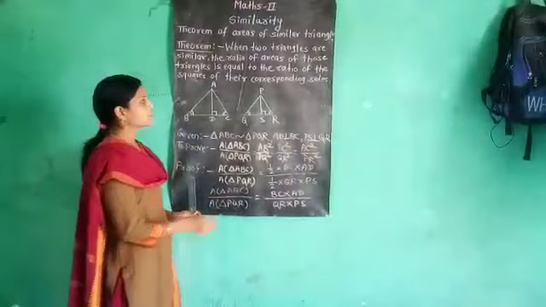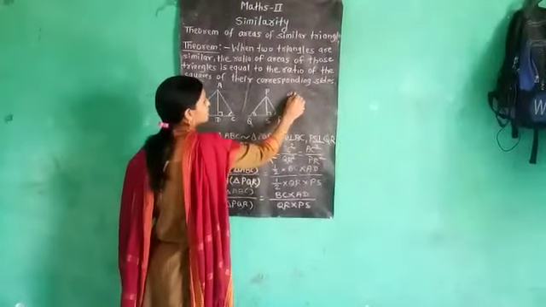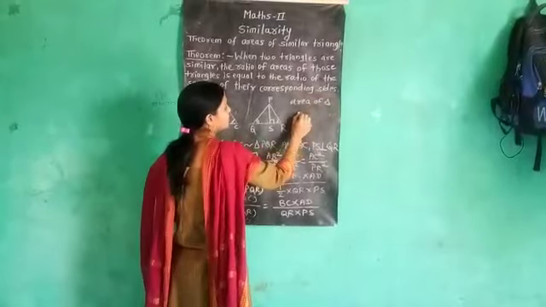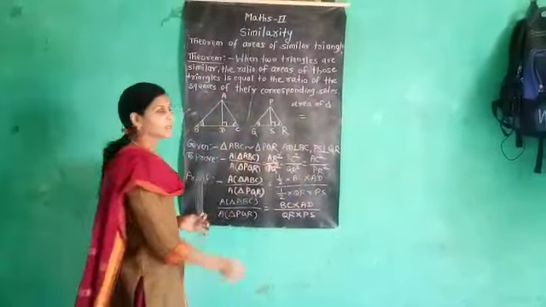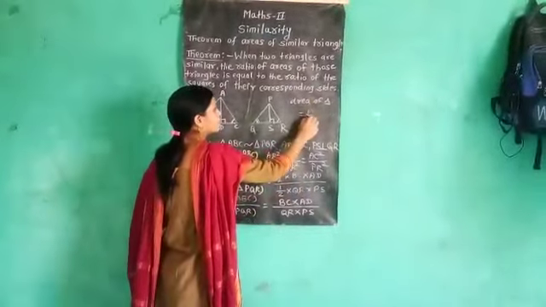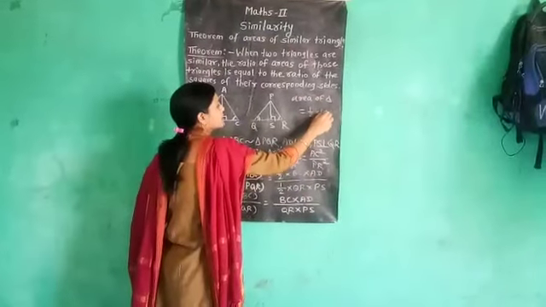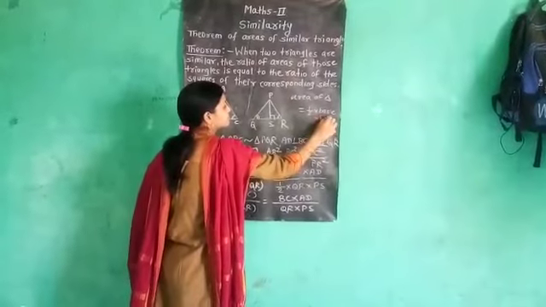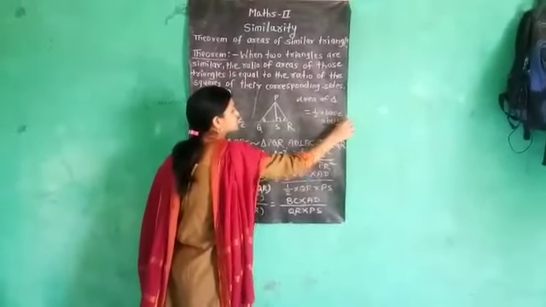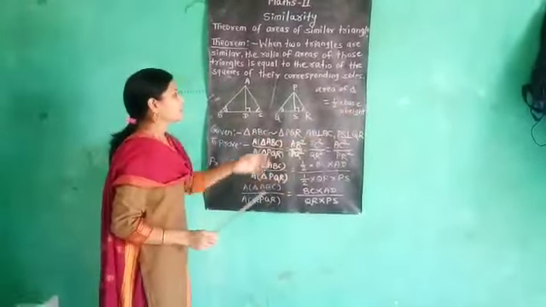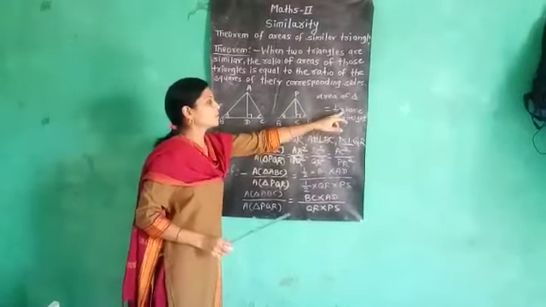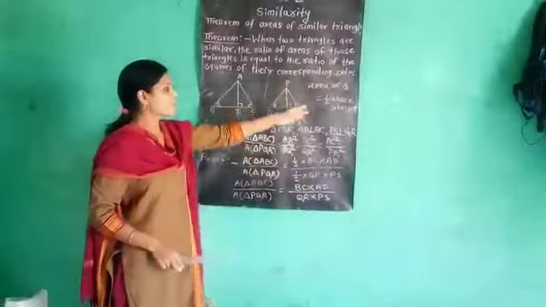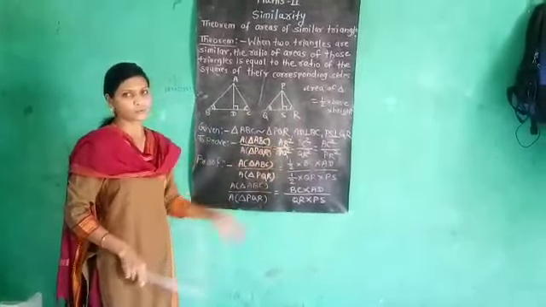In the last standard we have studied the area of a triangle. What is the formula for the area of a triangle? Area of triangle equals 1 upon 2 into base into height. Now we use this formula in the proof.